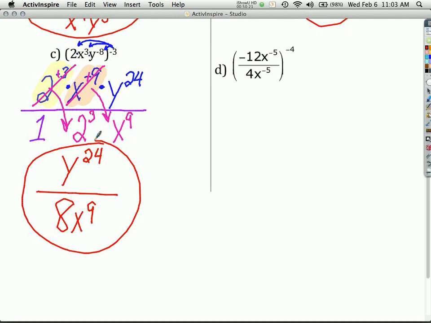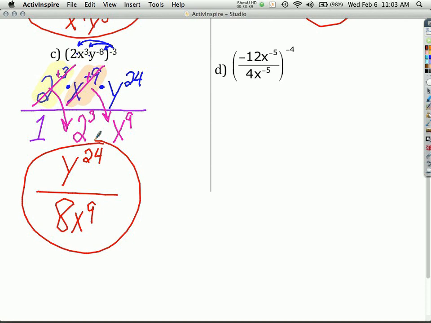Couldn't we simplify the 2 to the negative third on the top first, and then it wouldn't be a negative exponent? How would you simplify it? Well, okay. No, I'm asking, how would you simplify it?